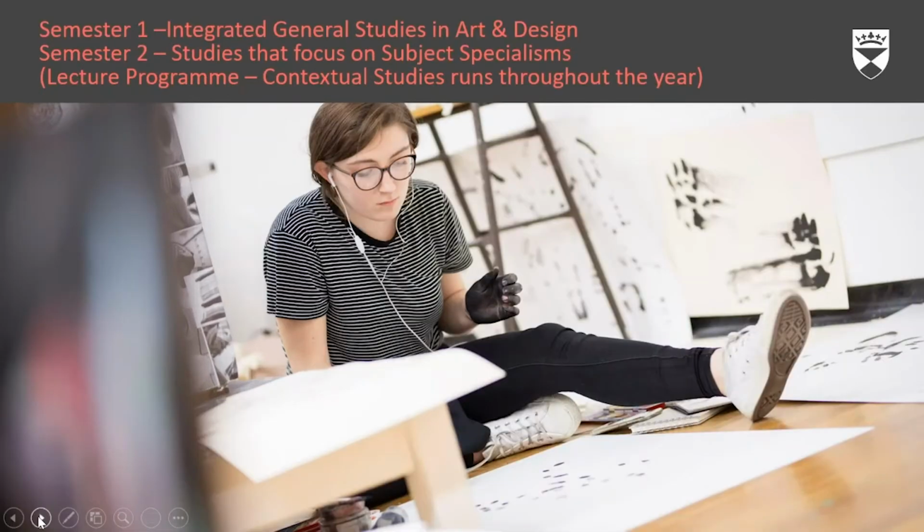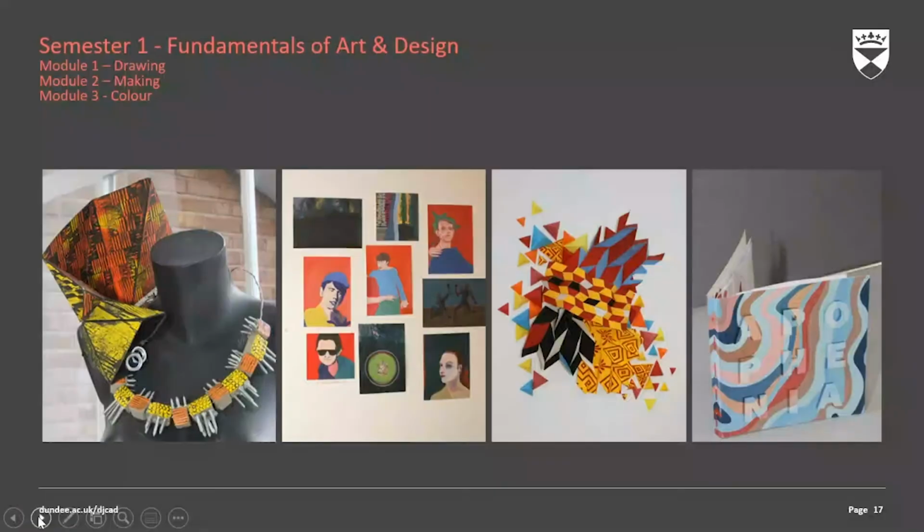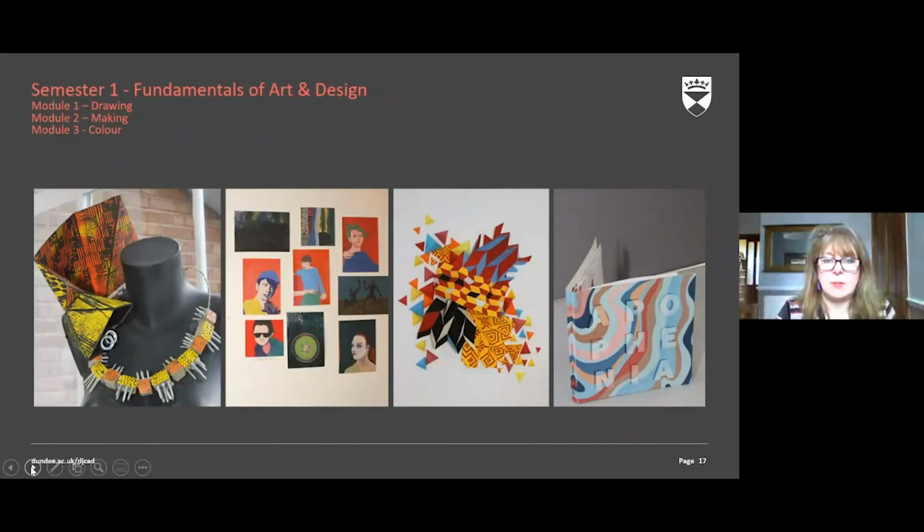So in semester 1, again, I'm just going to go very quickly through this. We'll have 3 modules and they look at fundamental aspects of art and design. So drawing initially, then making, working in 3D, and finally colour. And again, you can see from the range of outcomes to a particular project brief that there is a range of different opportunities for students within each of those.